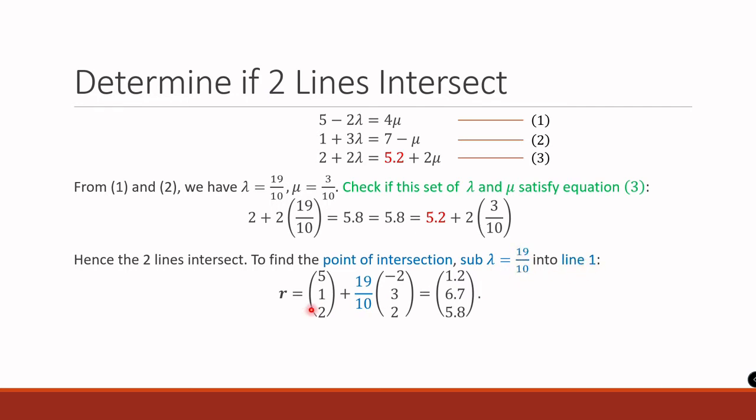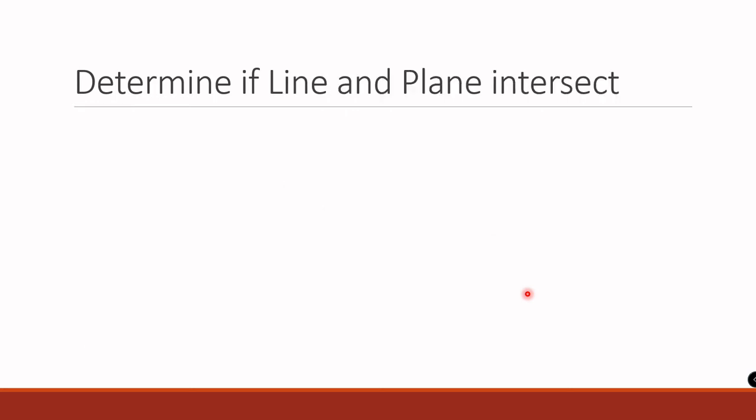Okay, so the equation of line 1 looks like this, and this was the value of lambda that I substituted in. So I go on and evaluate. This will be the point of intersection. Alright, so this is how we can find the point of intersection.